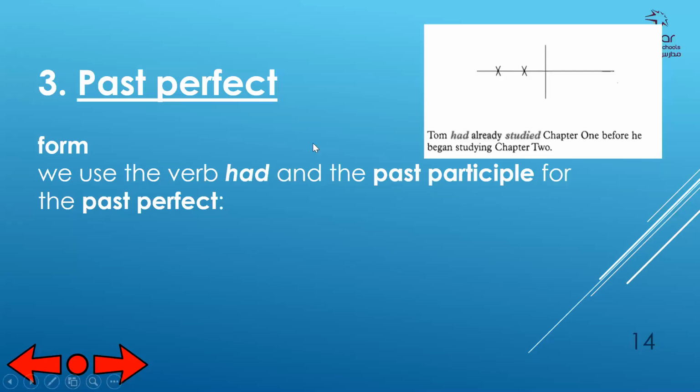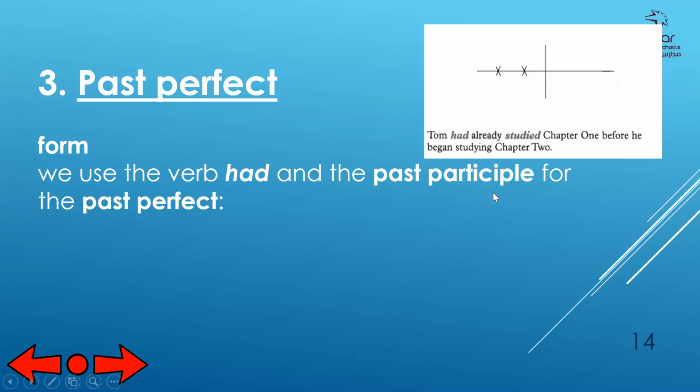Now the past perfect, the form, as I said, you need the verb had followed by the past participle, which is had plus past participle, or had plus verb 3, in other words. Like the example that we have here. Tom had already studied chapter 1 before he began studying chapter 2. So two actions. Chapter 1 is earlier than chapter 2. Since it's earlier, we're using had plus past participle before the other.